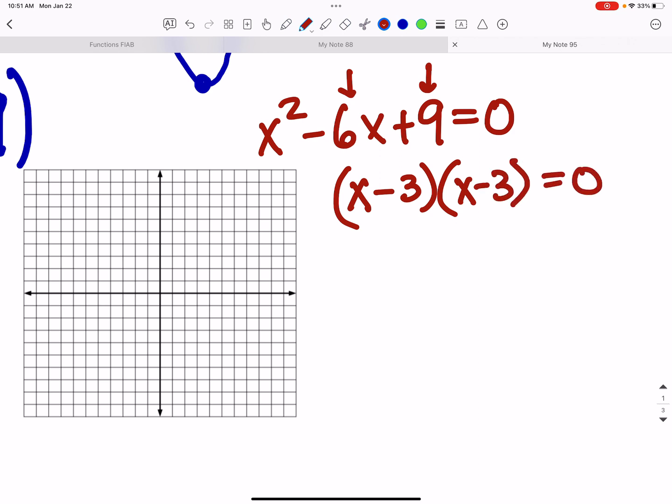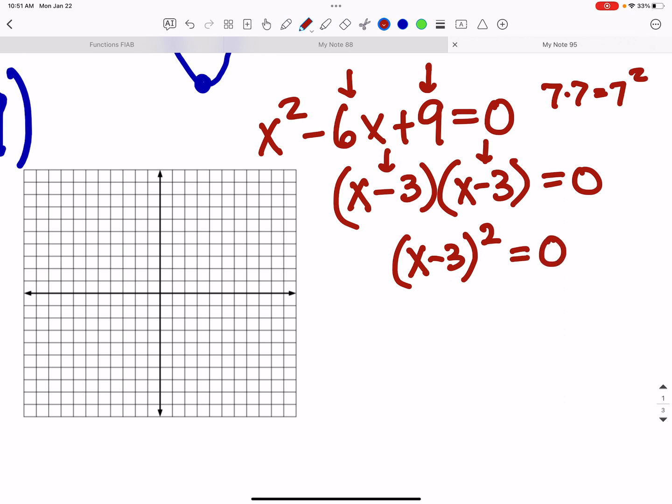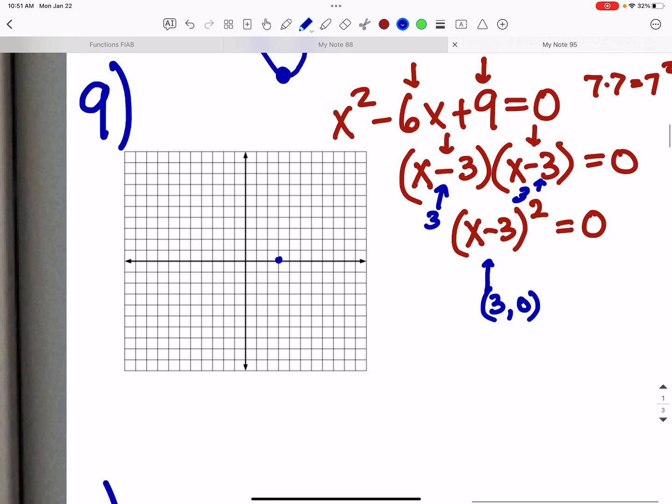So whenever we have exactly the same thing, x minus 3 times x minus 3, like if we ever have 7 times 7, that's 7 to the second power. Anytime you multiply something by itself, you say that it's that thing to the second power. So this is x minus 3 to the second power equals 0. And the only thing that makes this equal to 0 is 3, because 3 makes this one 0, 3 makes that one 0. So 3 is the only time it equals 0.